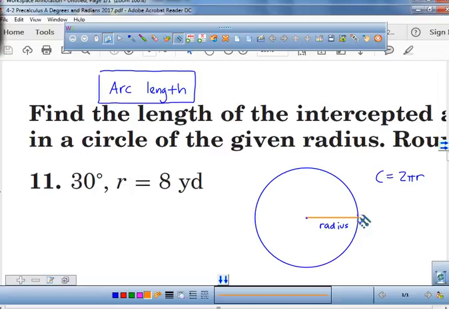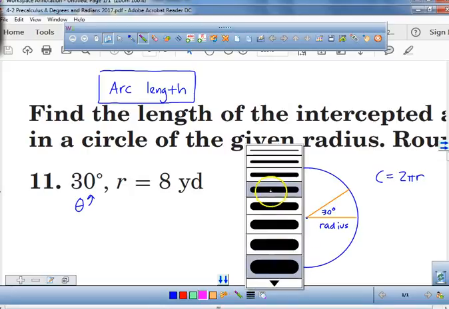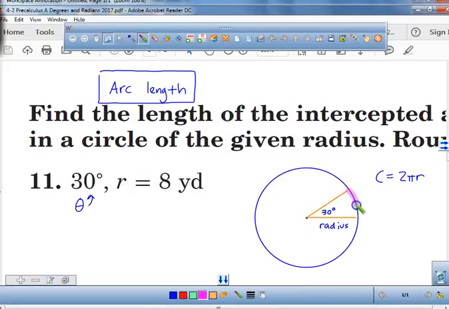But arc length is just a portion of the circle's circumference. So what if you had 30 degrees, like right about there? I have 30 degrees. That means right now I'm saying theta in degrees is equal to 30. What would the arc length be? It would be this arc length. Why do they call it arc length? Because it's part of the arc and it's dealing with the distance of that arc.